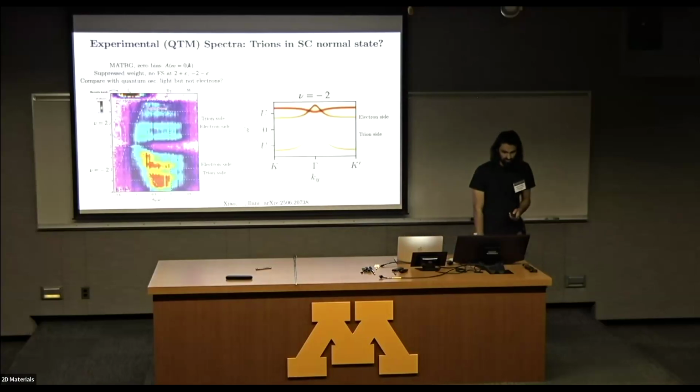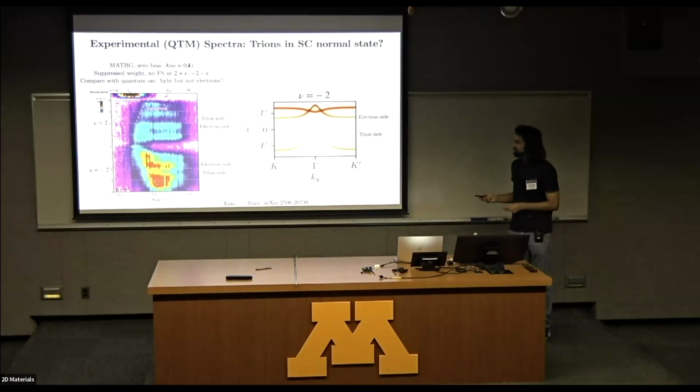Specifically, I want to showcase this plot here, which takes a bit to internalize because there's a lot going on, so I apologize for that. On the x-axis is the twist angle, and so you can think of it as momentum. So there's Γ, K_M up here, and then the y-axis is filling. So here is ν = 2 and ν = -2. These are the states that you dope in order to get the superconductor.